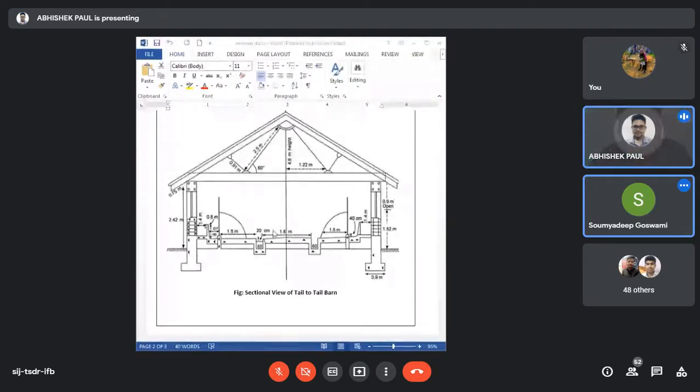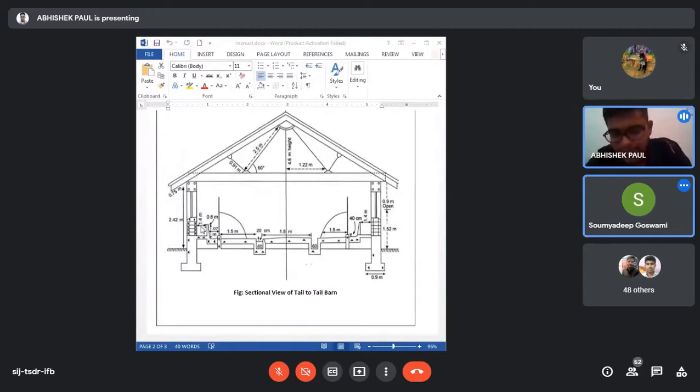This 1.8 meter area is the central passage, and on both sides of the central passage is the gutter. Gutter means nothing but the drain. Then this side is the animal standing place. Then the manger will come. After the manger, this side is the side wall. Between the side wall and the outer wall of the manger, there is some space. This is called the feeding alley. Please remember the name.